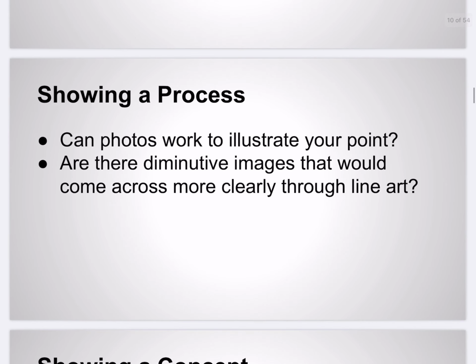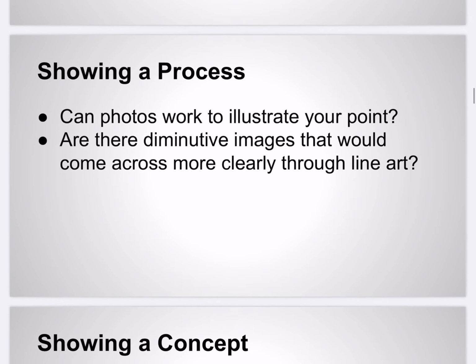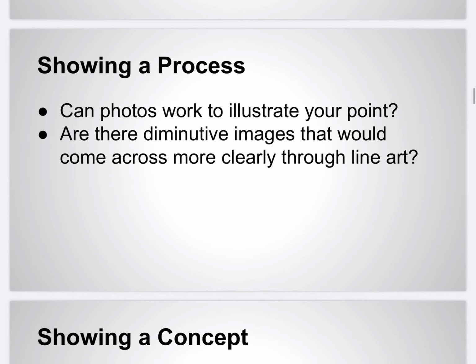When you're showing a process, consider different types of images. So, for example, a photo might illustrate your point well when you're showing a process, but there might be tiny or diminutive images that might come across more clearly through line art. So, if you're thinking about building a table or something from IKEA, there might be a little nubbin somewhere that you're not going to see in a photograph very well. So drawing attention to that little nubbin through line art might be better. So just be aware of that.